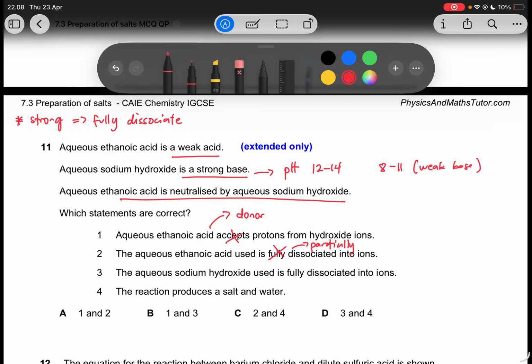So when we draw it, we always put the two-headed arrow to show that the ions are not fully dissociated. Number 3, the aqueous sodium hydroxide is used to fully dissociate into ions. Yes, because as we mentioned, sodium hydroxide is a strong base, therefore it can fully dissociate. Number 4, the product is salt and water. So when ethanoic acid neutralizes, it will form both salt and water. So the correct statements are number 3 and number 4.